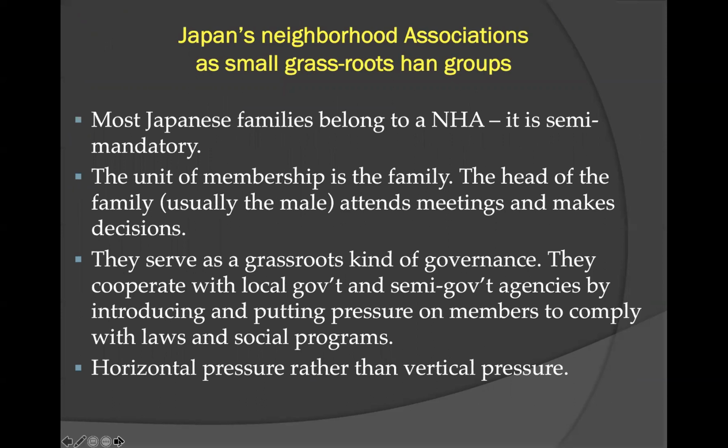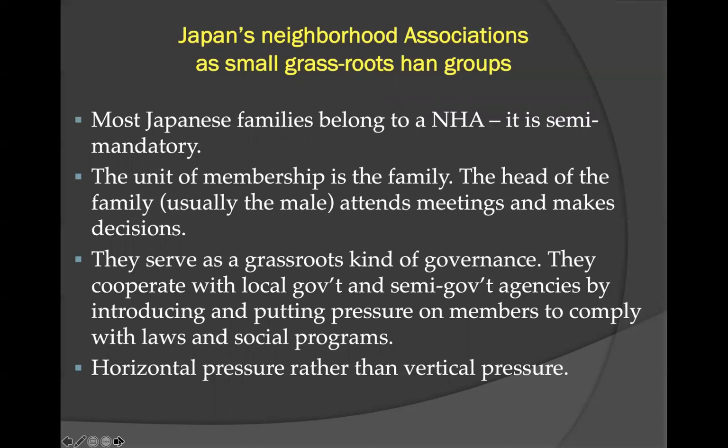Sugimoto talks quite a bit in this chapter about Japan's neighborhood associations as small grassroots Han groups. Now, most Japanese families belong to a neighborhood association group. It is considered essentially semi-mandatory to participate in these. It's often conspicuous if you decide not to participate. But the unit of membership is the family. So the head of the family, who's usually the father, the male, attends the meetings and makes the decisions. And these neighborhood associations serve as a grassroots kind of governance.